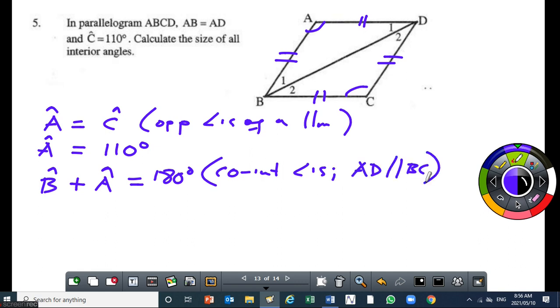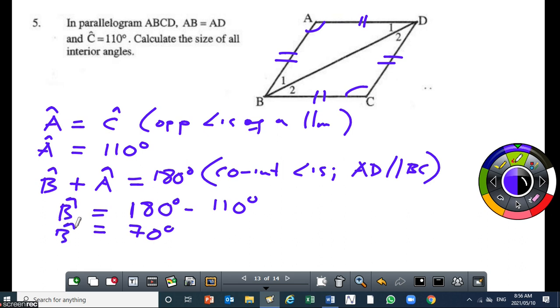BC. Like if I want to calculate the size of angle B, then it means I have to write that. So my angle B is 180 minus 110 degrees, and that will give me 70 degrees.